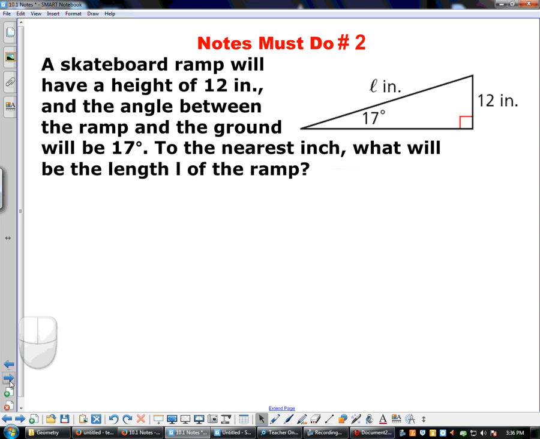Okay, so that brings up your next notes must do. This time's the skateboard ramp. It's going to have a height of 12 inches, and the angle between the ramp and the ground is 17 degrees. So to the nearest inch, what will be the length L of the ramp?